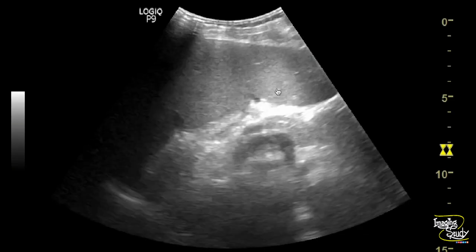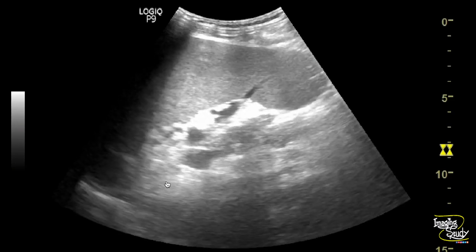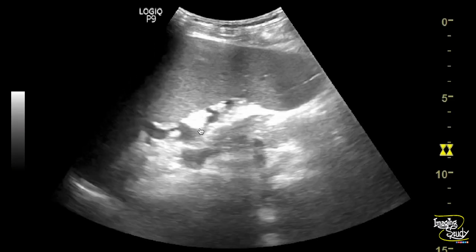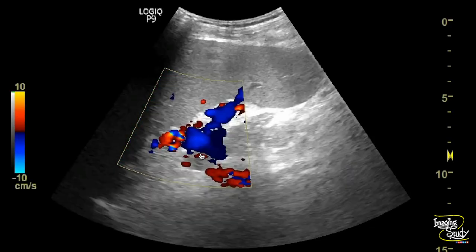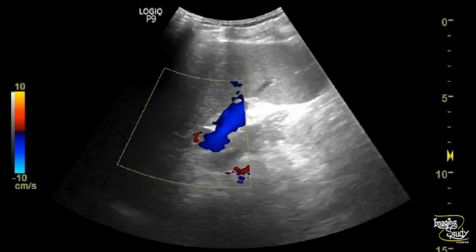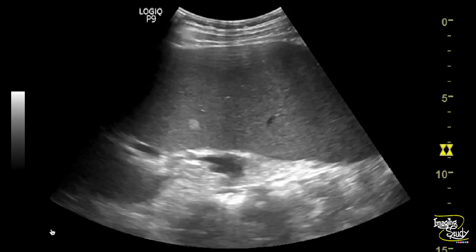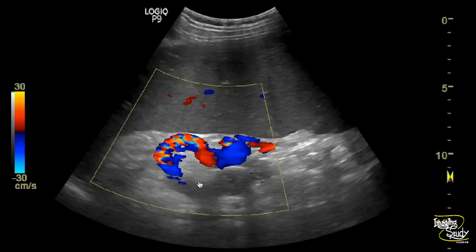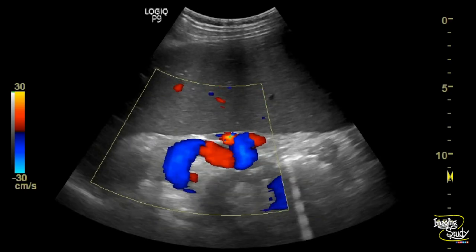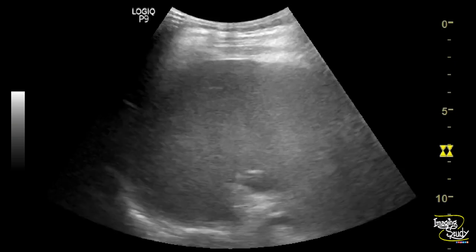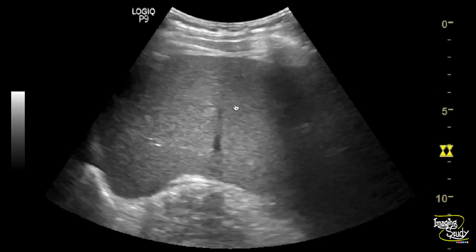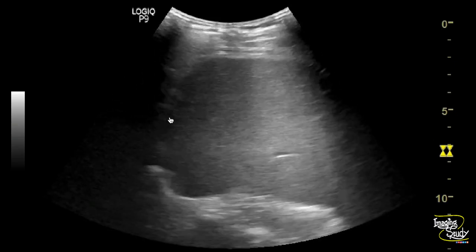Here is a case of splenomegaly, and you can see some dilated tortuous vessels at the splenic hilum. On color Doppler, you can see flow within these vessels. Here is a huge spleen with tortuous vessels at the splenic hilum on color Doppler. If we check carefully, you may see some hyperechoic foci within the splenic parenchyma.